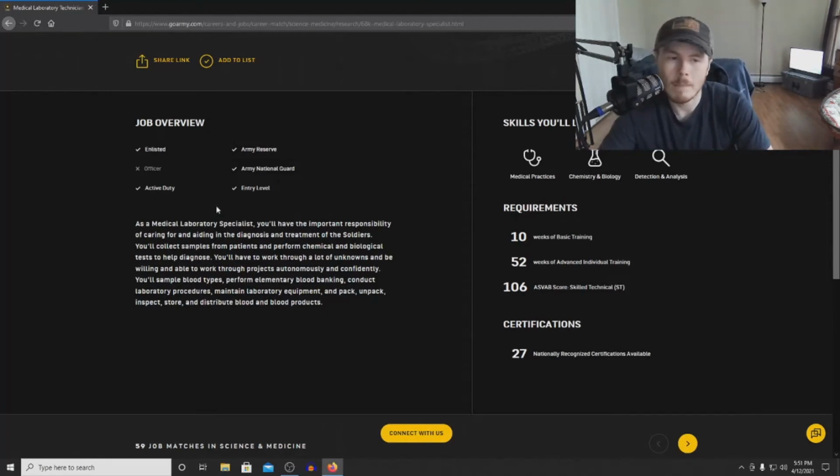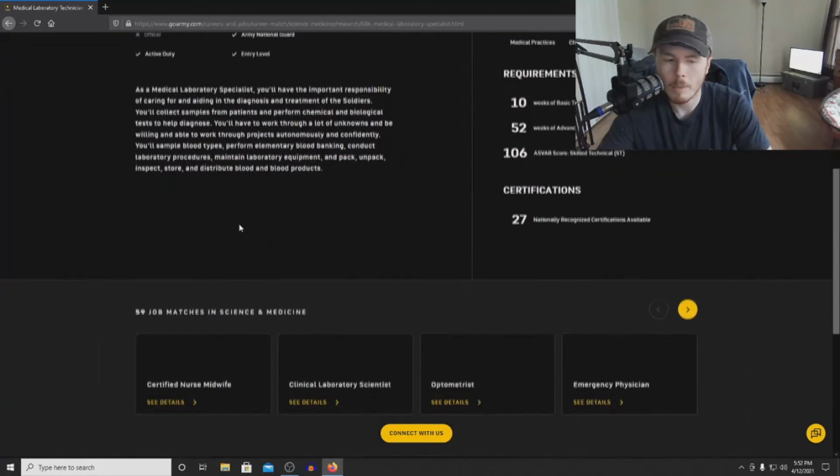What you'll be doing as a medical laboratory specialist: you'll have the important responsibility of caring for and aiding in the diagnosis and treatment of fellow soldiers. You'll collect samples from patients and perform chemical and biological tests to help diagnose. You'll also have to work through a lot of unknowns and be willing and able to work through projects autonomously and confidently. You'll sample blood types, perform elementary blood banking, conduct laboratory procedures, maintain laboratory equipment, and pack, unpack, inspect, store, and distribute blood and blood products.